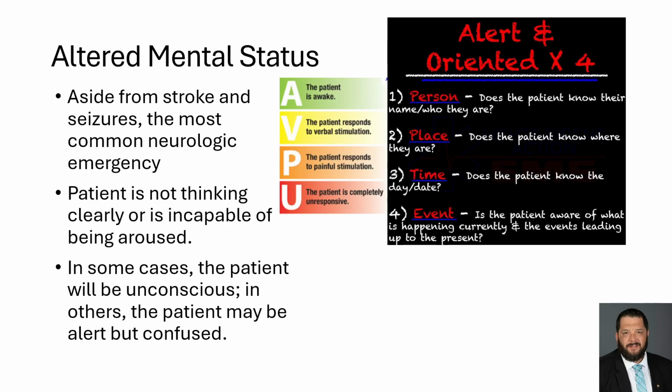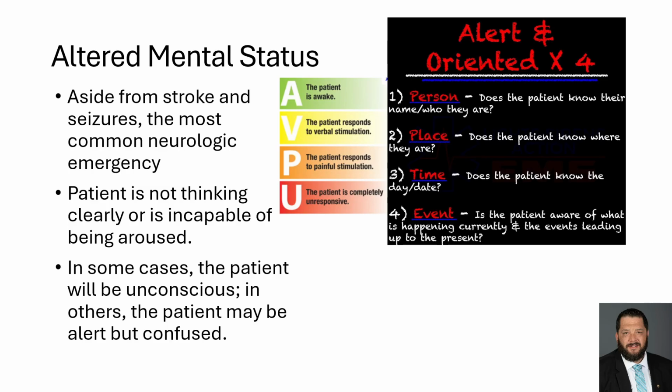The P in AVPU stands for pain, and this is when the patient responds to painful stimulation. This response isn't always a complete and comprehensive response. They may moan or withdraw from painful stimuli, but you do gain a response from them with some painful stimuli. And then the U in AVPU is for unresponsive, and that means that a patient does not respond to verbal or pain.